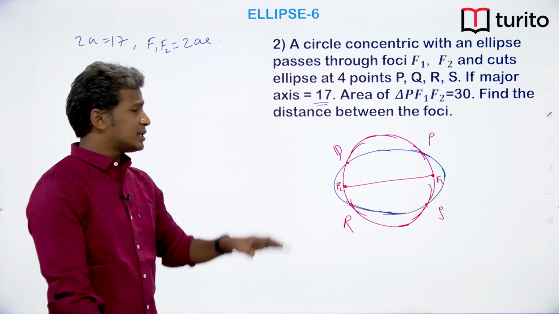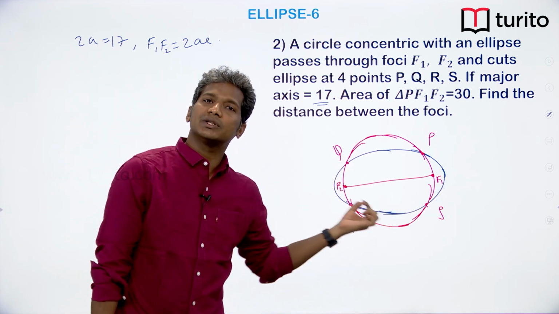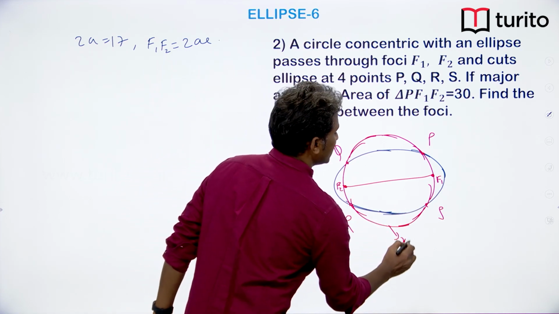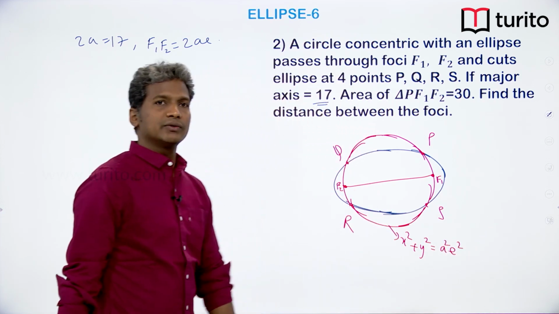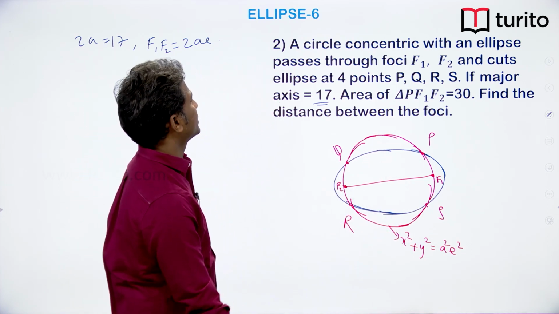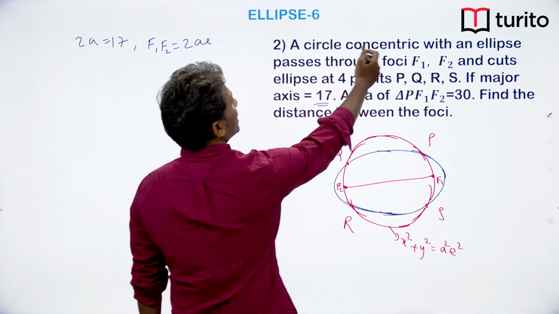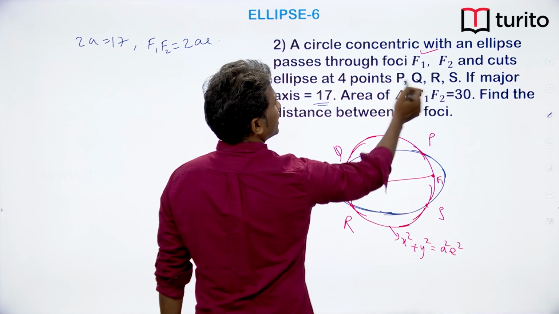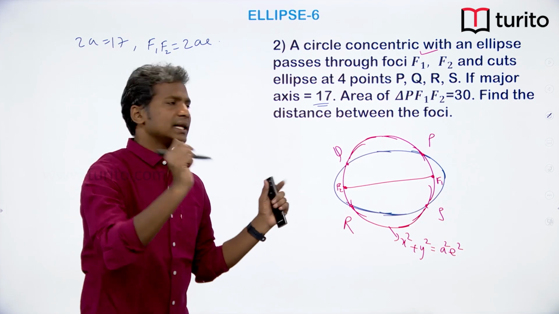Now it is concentric with the ellipse and it is also passing through F1, F2, that means F1, F2 must be the diameter of the circle. So the equation of the circle can be written as x square plus y square equal to a square e square. That is the equation of the circle and we know the equation of the ellipse in the standard form. Now let us proceed for the other cases. The circle concentric with an ellipse passing through the foci, we have used this information, and the 4 points, we have used that information, and 2a is 17, that we will use a little later.